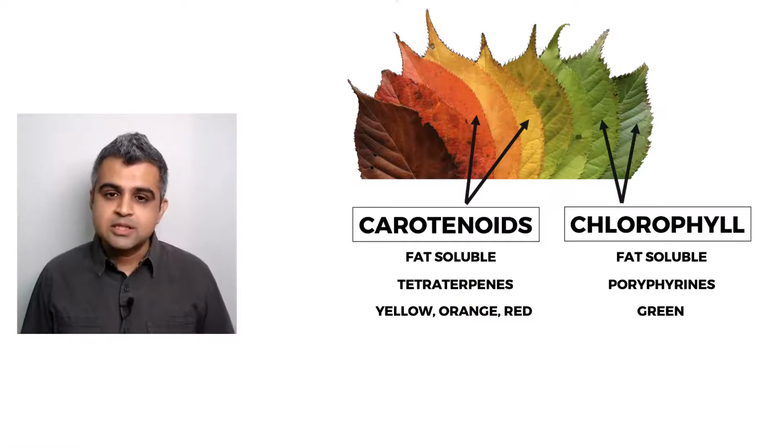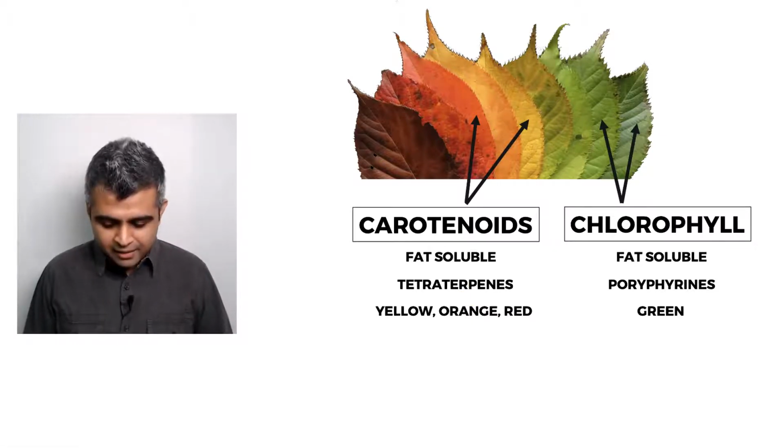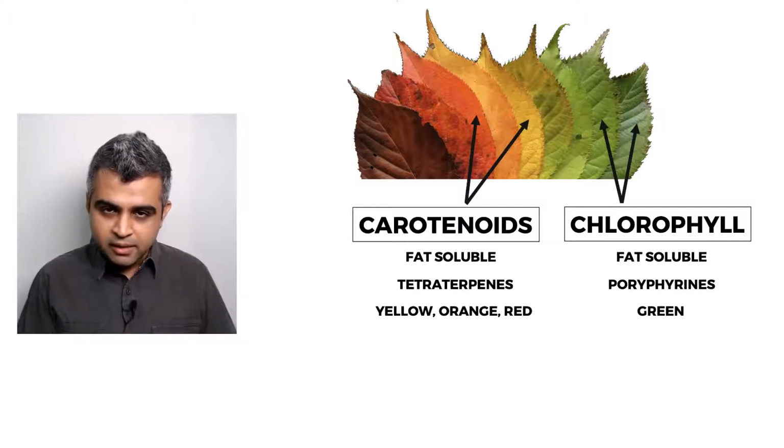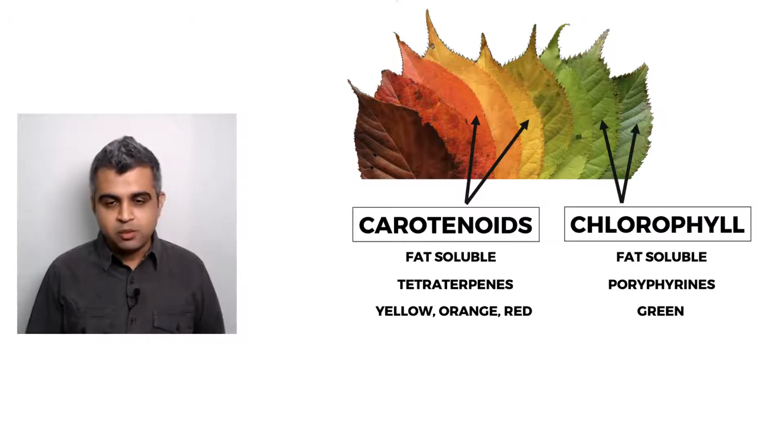They, as I just said, are yellow, orange and red. In fact, carotenoids are called carotenoids because of the orange color of the carrot. The pigment which gives carrot the orange color was named carotenoid, and then they found that these tetraterpenes can range from yellow and orange to red.